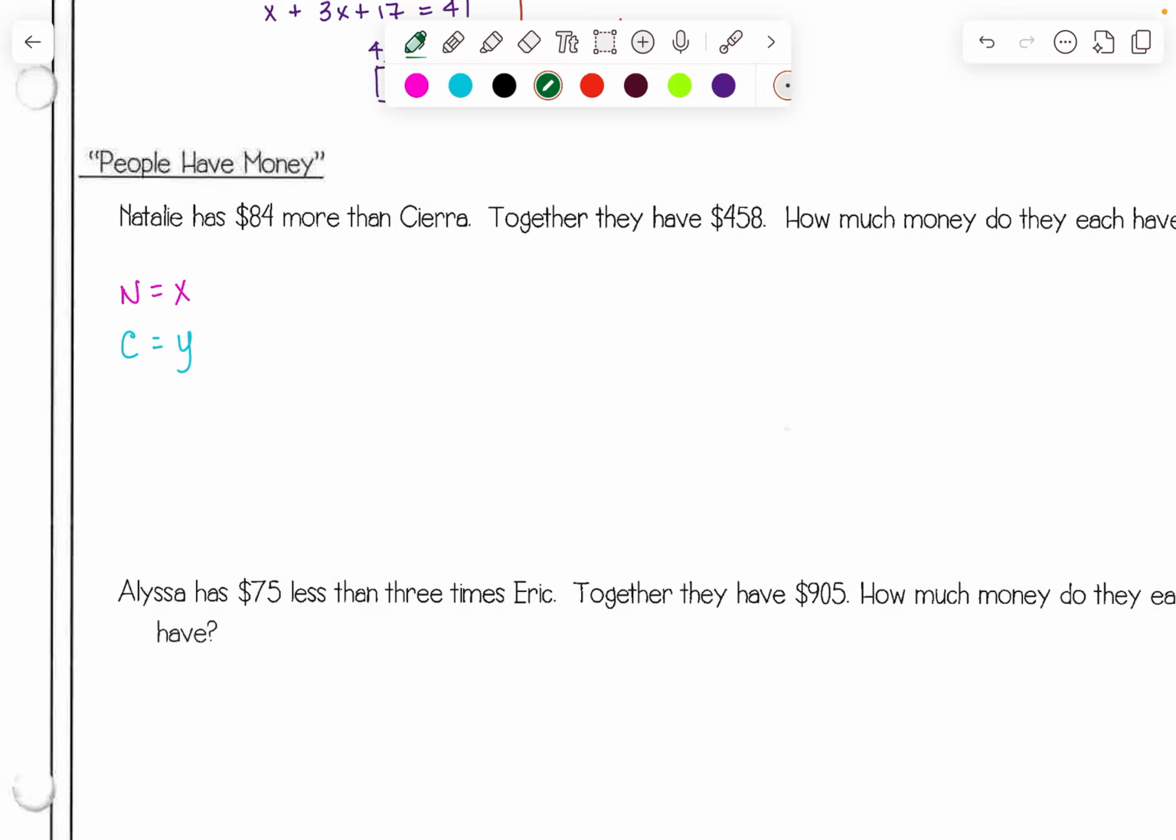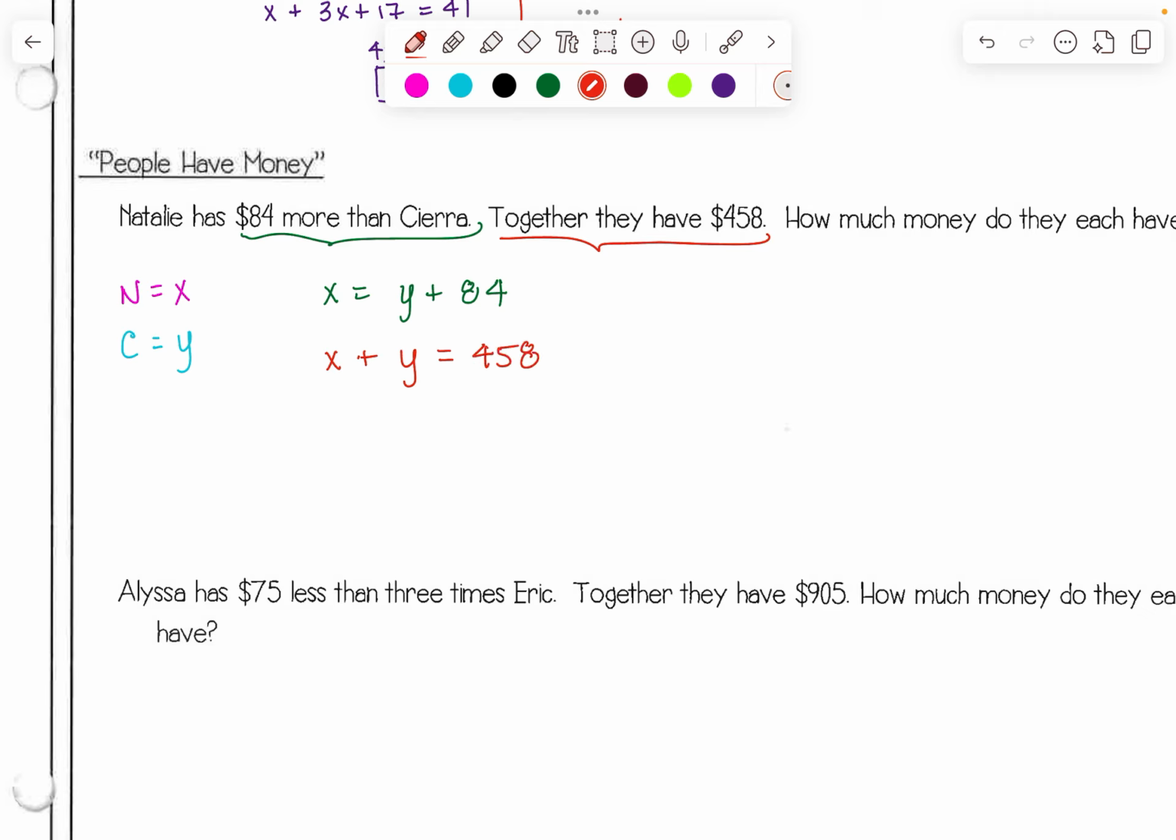But I'm going to use X and Y. So X is equal to Y plus 84. X, which is Natalie, she has 84 more dollars than Sierra, and Sierra is Y. So there's one equation. My second equation is going to come from this statement here. Together, they have $458. So X plus Y is equal to 458.